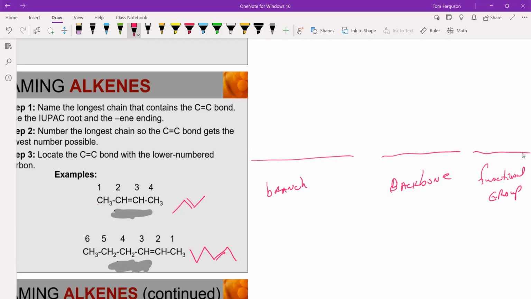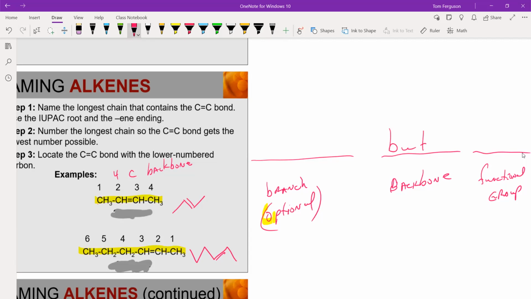So the backbone. On this one here, there are no branches. Remember, if there are no branches, you don't have to include that part. Backbone on this first one is 4 carbons. So 4 carbon backbone, and that would be a buta.